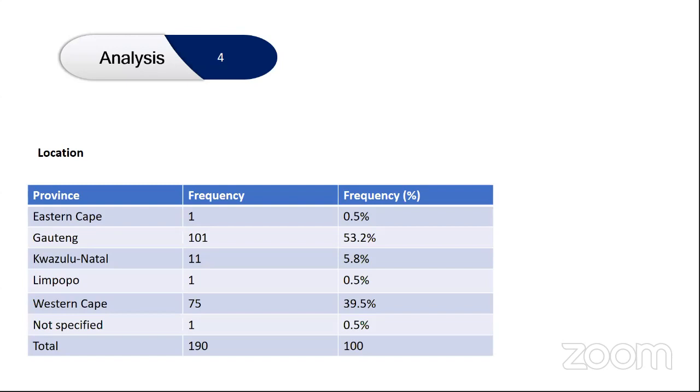Coming to the analysis of the results, I'll start with the job location. Five of the 9 provinces in South Africa were identified as having BI jobs offered. The table shows all the 9 provinces, and the 4 where BI jobs were not presented, including Mpumalanga, Free State, Northern Cape, and Northwest. Gauteng had the greatest number of BI jobs, which amounted to 53%, followed by Western Cape, which had 39.5% of BI jobs advertised. 5% of jobs were not specified as to location.